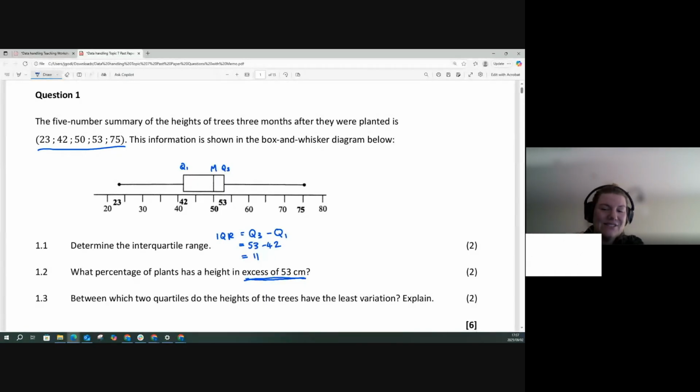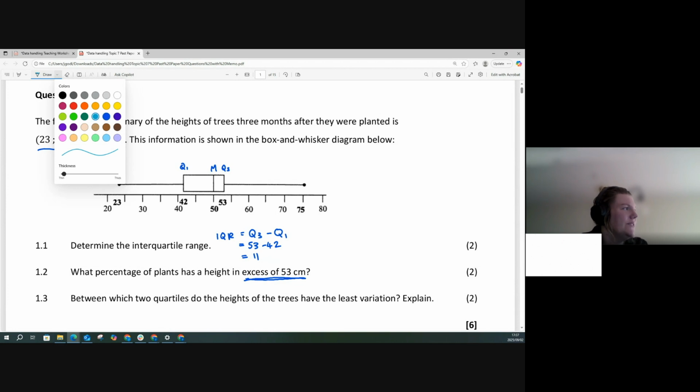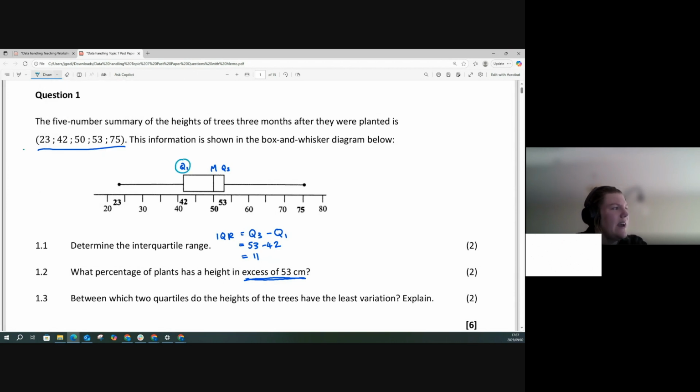Okay, let's try and break it down a little bit. Let me ask you a different question. At Q1, that's my first quarter, right? So that means that this data here is 25% of my data. And then this part here up to my median is 25%. From my median to Q3 is 25%. And from Q3 to my max is 25%. That's what we're doing by breaking it up into our quartiles.